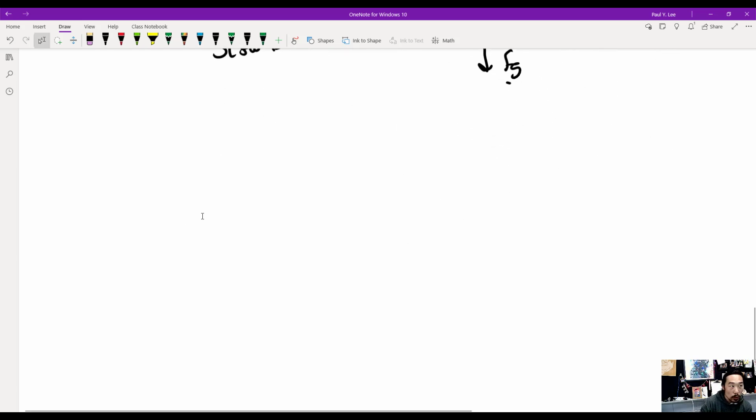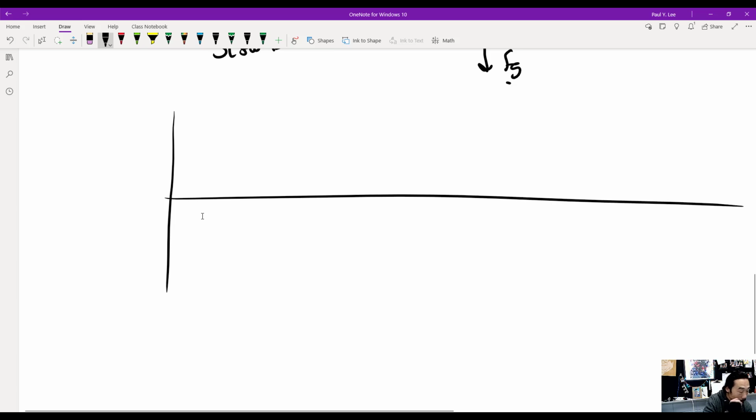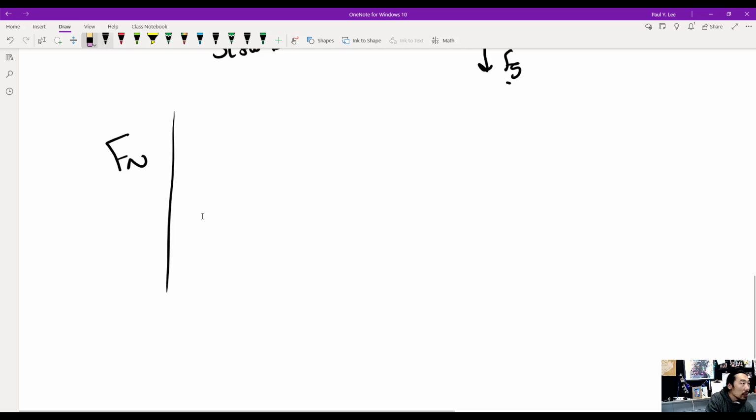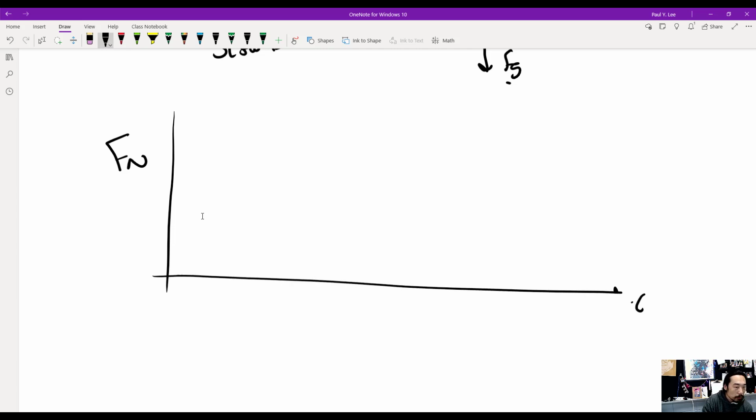So if I were to do a quick little graph here of our journey, let's just say this is your f of n. Let me draw this line underneath here. Sorry. Okay, so this is time. At the very beginning, when you're in the elevator and the elevator doors close, you would feel your normal weight. So in this part here, the velocity is 0 and your acceleration is 0, so your f of n is equal to your f of g.